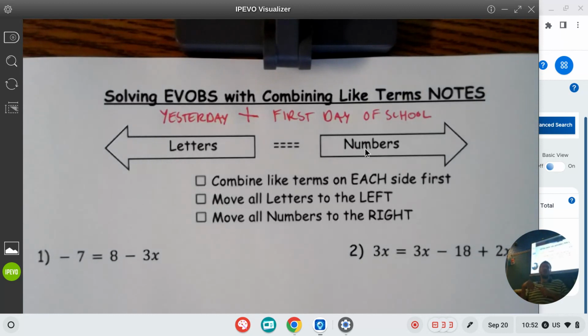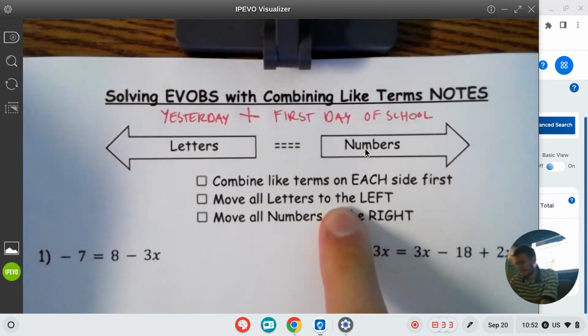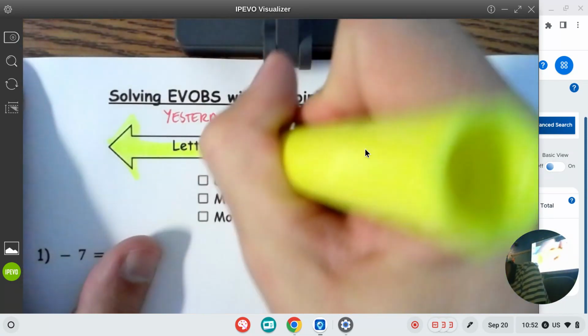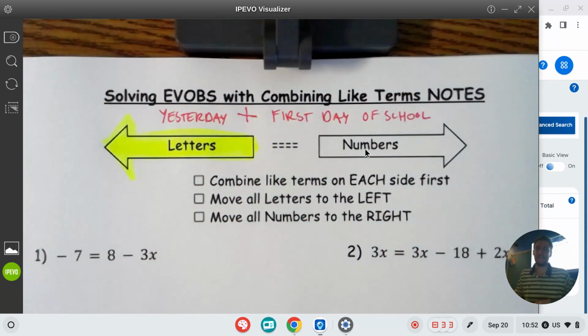So even though this is new notes, is there any part of this that is actually new? No, not really. It's not new because, welcome back. It's just a combination of two things that we already know how to do. If we read what we got here, just like yesterday, letters left, that is our main objective, is to get those letters left.